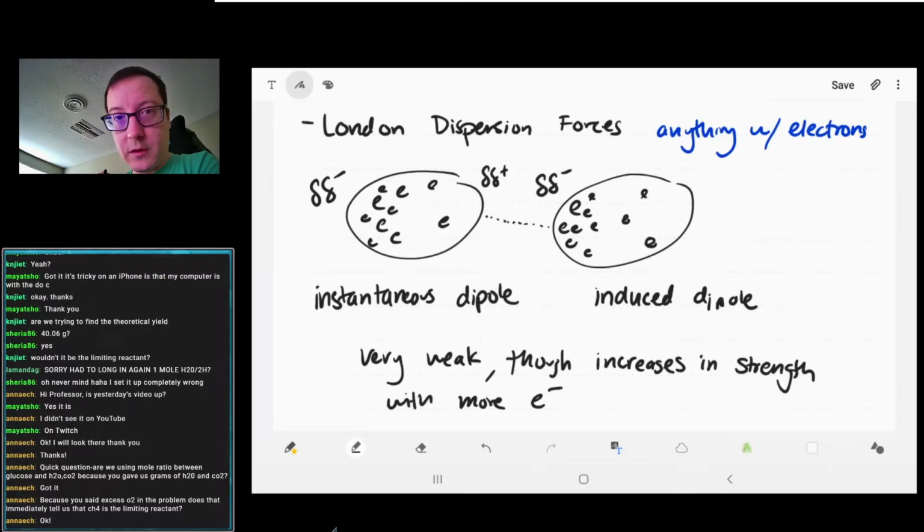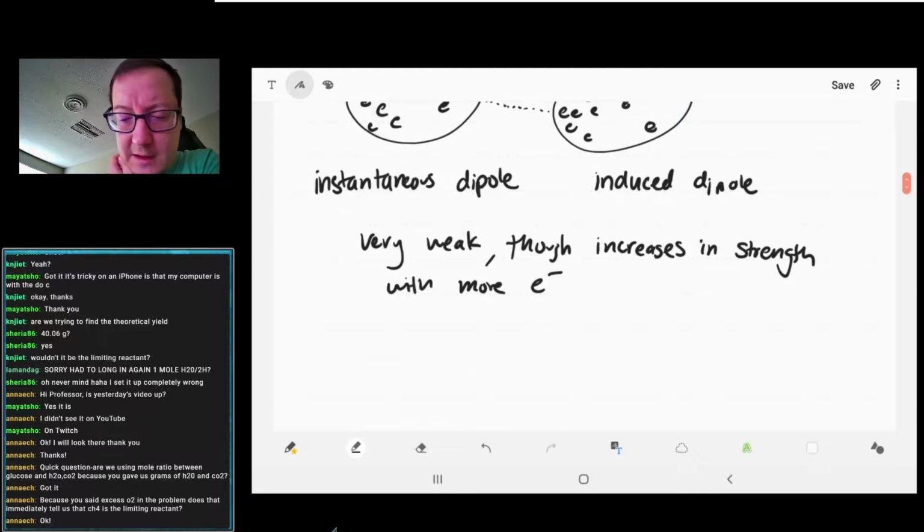Cool. We have previously seen ion dipole, or have we in this class?